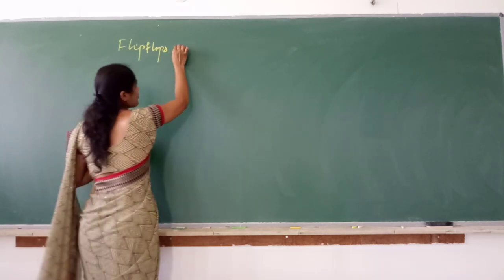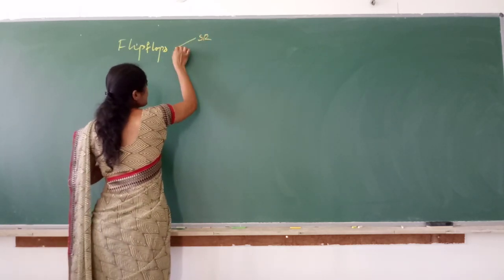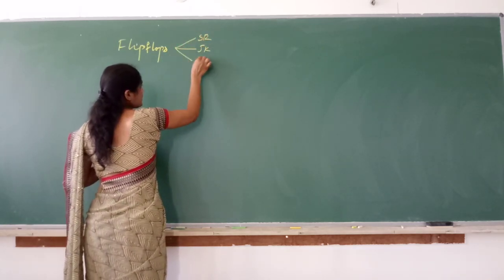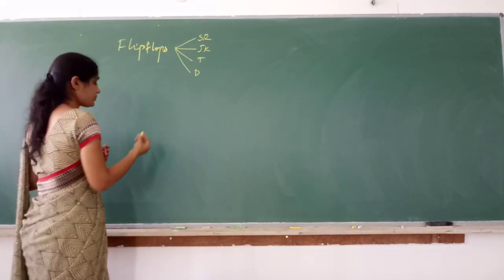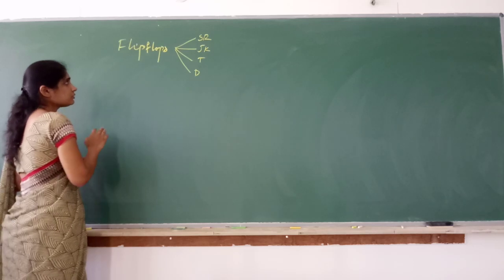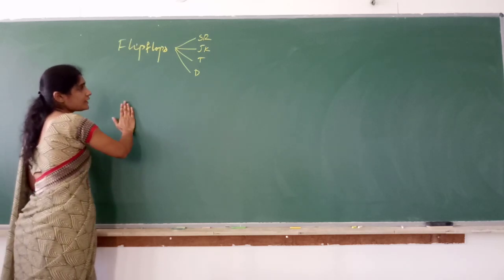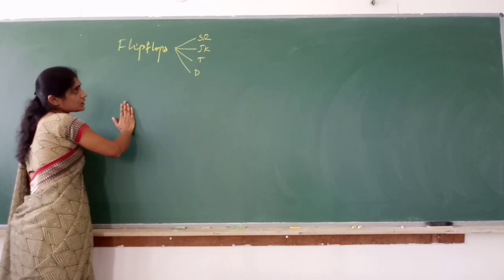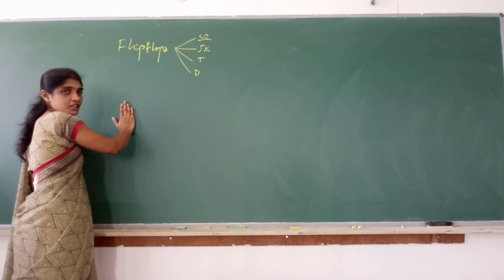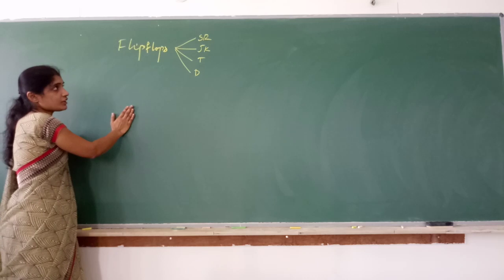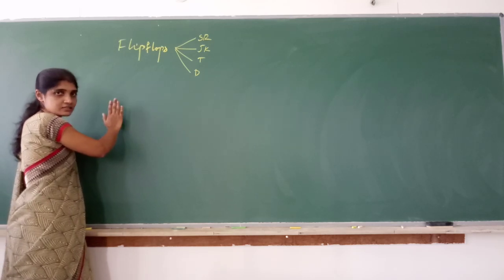In this we have four types: SR, JK, T, and D. SR, JK, T flip-flop and D flip-flop. I will give you a circuit which is common for all SR, JK, T, D with slight modification. So I will be giving you the circuit of flip-flops using NAND gates.